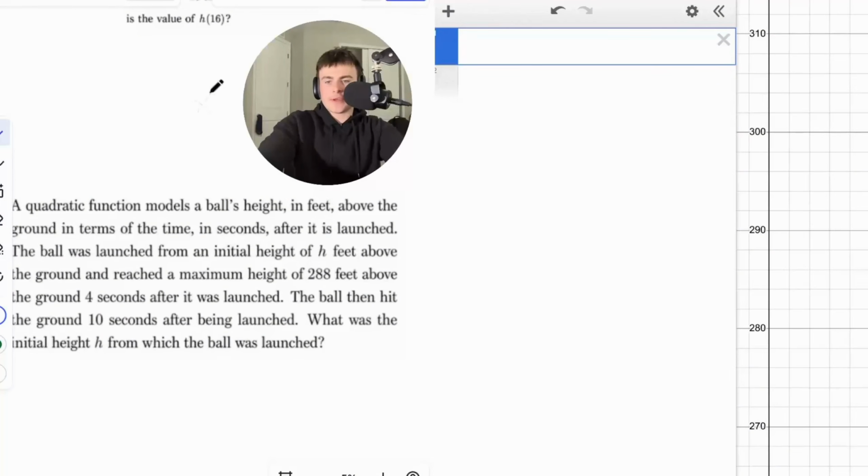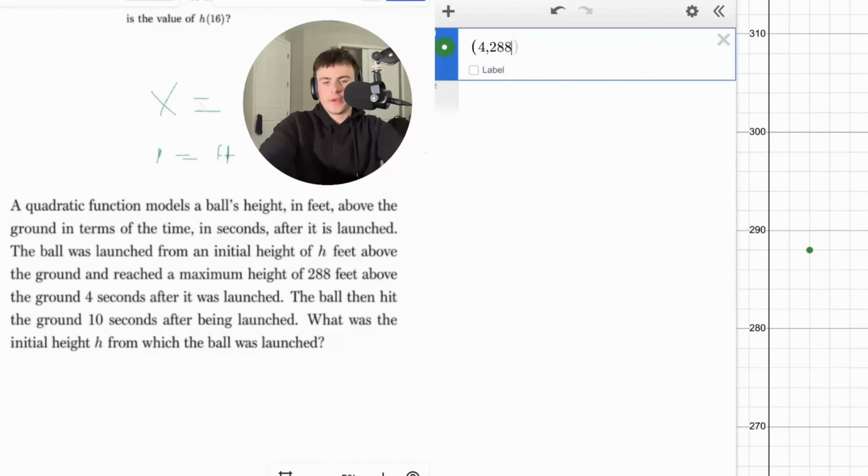So x is your seconds, because that's your input. Let me do a thicker marker. x is seconds, and then h is your feet, so that's your y value, your output. So x is seconds, y is going to be feet. This is extremely important. Now, it tells you that the maximum height is 288, 4 seconds after. So that's 1 point, and since it's a maximum, this is a vertex. So I know this is a vertex. Cool, 1 point. Now, the ball hit the ground 10 seconds after being launched.